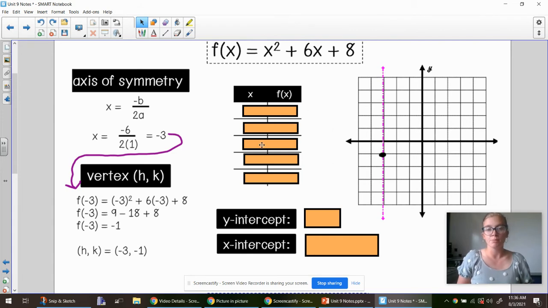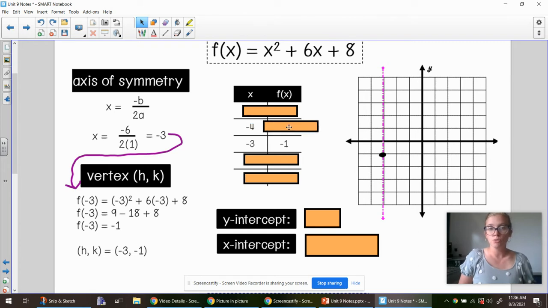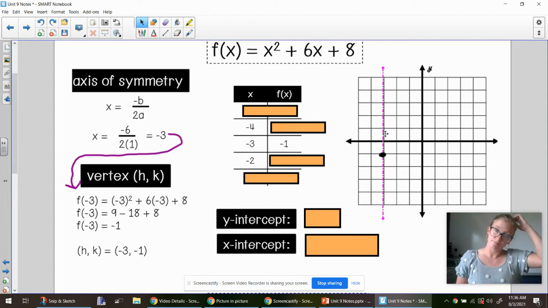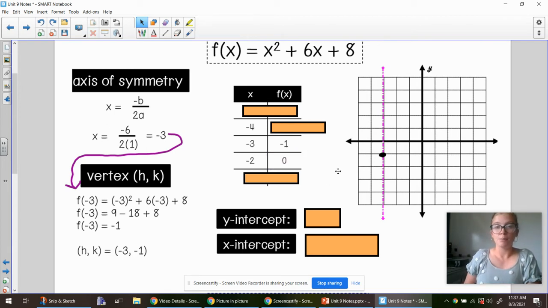So when it comes to figuring out the rest of the points, I'm going to start by putting the vertex in the middle. Now I'm going to look at the two coordinates on either side, when x equals negative 4 and when x equals negative 2. I'm going to substitute in this x value into my function to evaluate and find a y value. So I'm going to start with negative 2. It's a smaller number. That seems easy. Negative 2 squared is 4 plus 6 times negative 2. Well, that's negative 12 plus 8. When I evaluate, I end up with 0. So I'm going to go ahead and put a point at negative 2, 0.